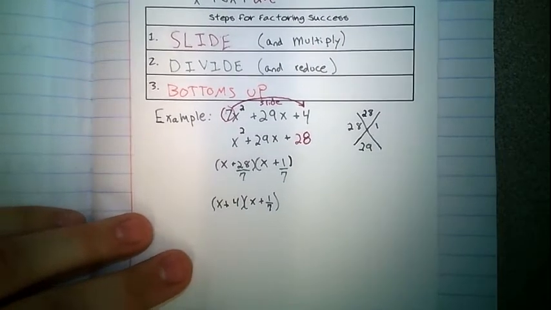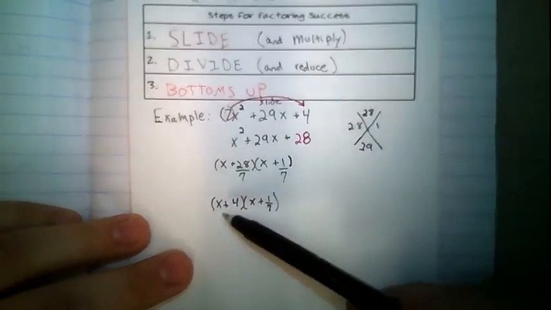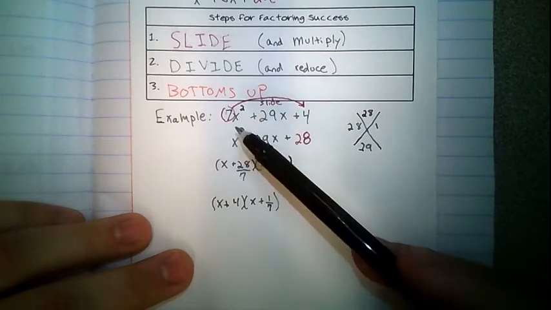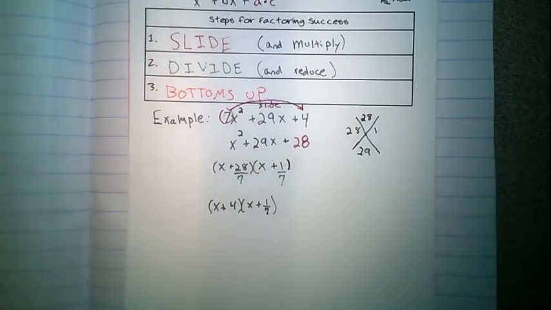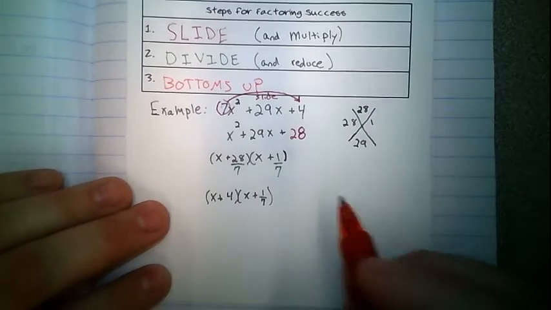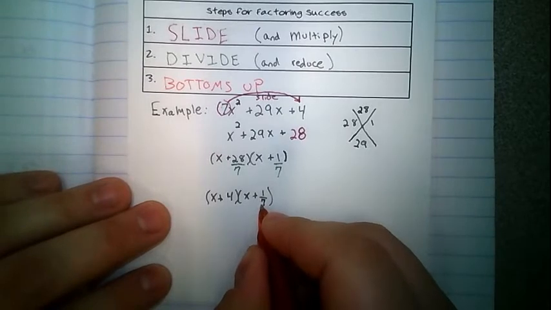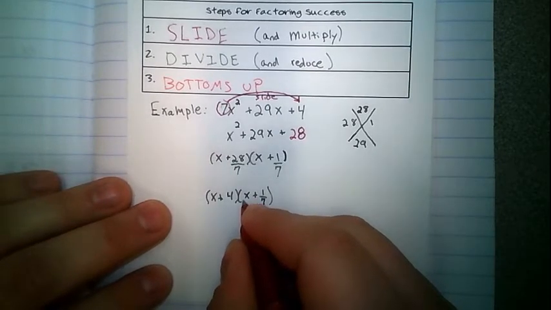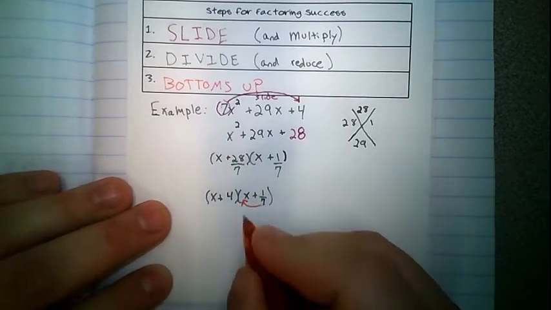Now, if I FOIL that, it's still not going to work, because x times x is just x squared. So this is where this cool bottoms up trick comes into play. We're going to take the denominator of the fraction, which is the 7, and we're going to bring it from the bottom up to the front.